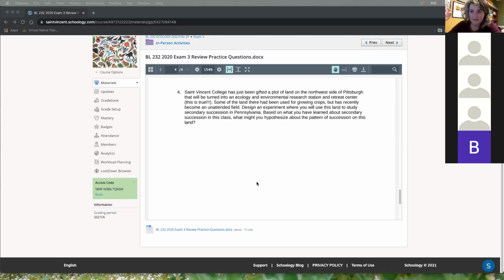Some of the land there, not a lot of it, has been used for growing crops, but it's basically just an unattended field. Okay, so design an experiment where you'll use this land to study secondary succession in Pennsylvania. Now remember, those first two examples were about primary succession. This one is about secondary. So this is land that has been cleared and is being recolonized by species.